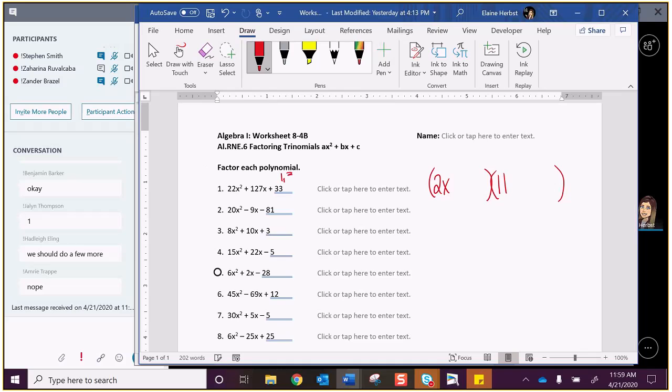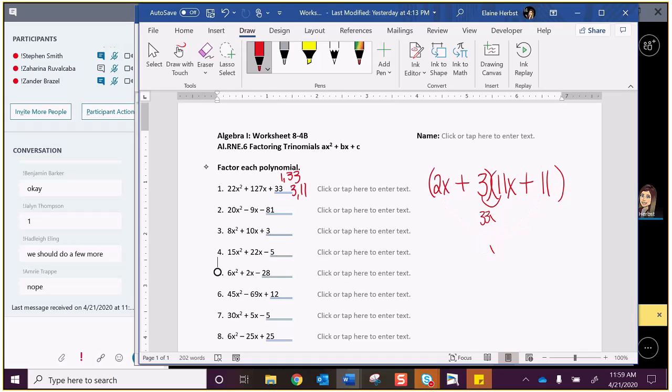33 is 1 and 33 or 3 and 11. So I'm going to start with 3 and 11. Oops, I forgot my x. They are both positive because the back number is positive. That means they're the same and they match the middle. So this is 33x and this is 22x, and that's only 55x.